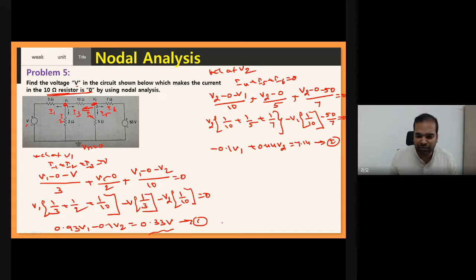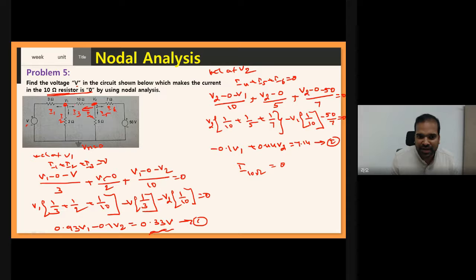V1, V2 coefficients you know from equations 1 and 2. But whereas here you have V, and this is a constant. So if you cannot find V1 and V2 from equations 1 and 2, then what do we need to do? See here, what is our condition? We need to find the voltage V which makes the current at the 10 ohm resistor equal to 0. What current is flowing? Current at 10 ohm equal to 0.